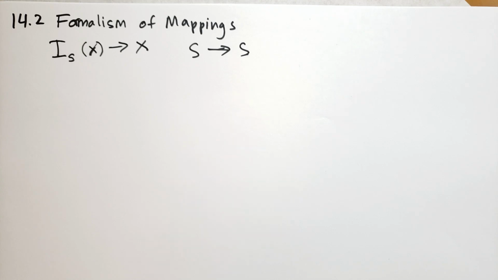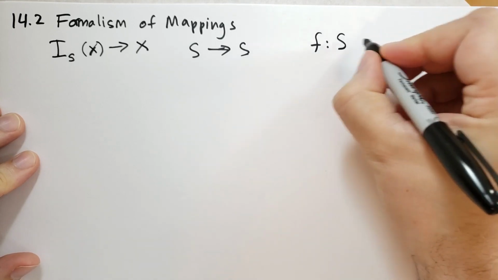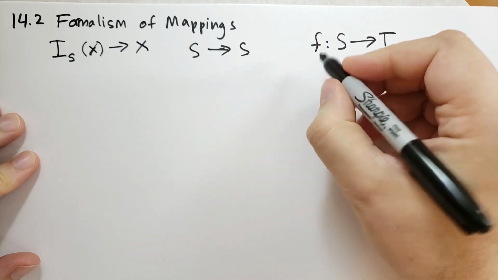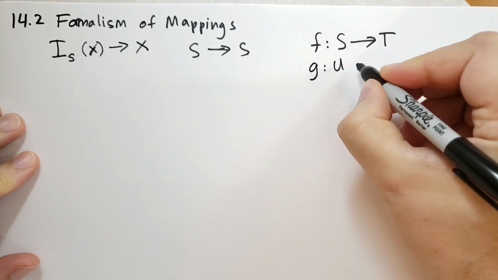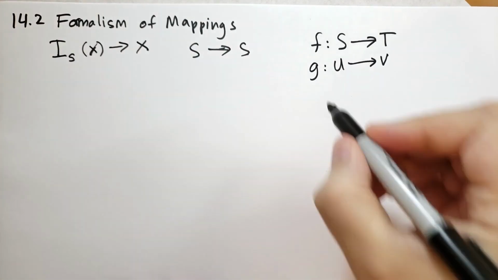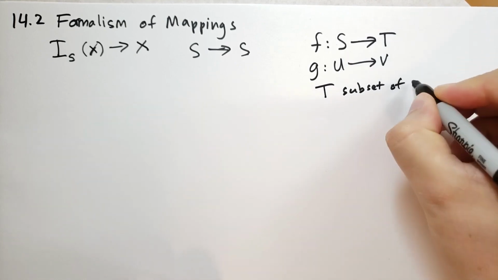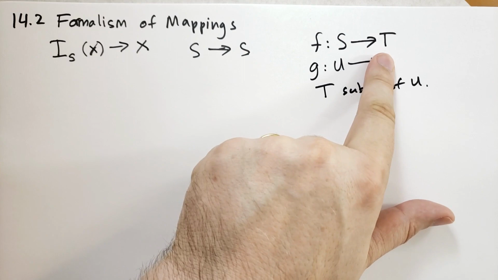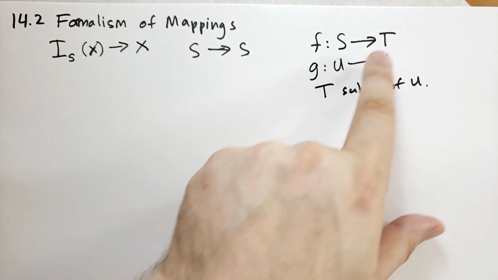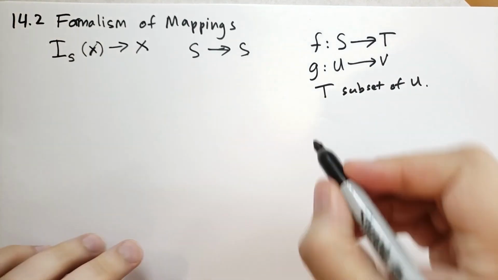Suppose that we have two mappings, F, which takes elements of S and maps them to elements in T. And we have a mapping G, which takes elements of U and maps them to V. Okay. Assume that T is a subset of U. So T may not have all the values in U, but it has some of them at least. And every value in T is found in U. Okay. Because of this, we can form a composite mapping.